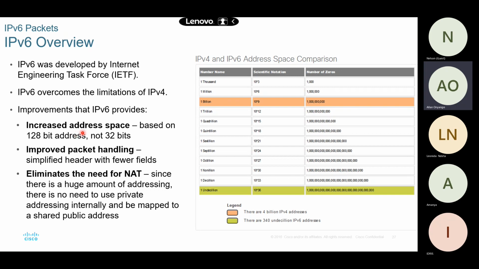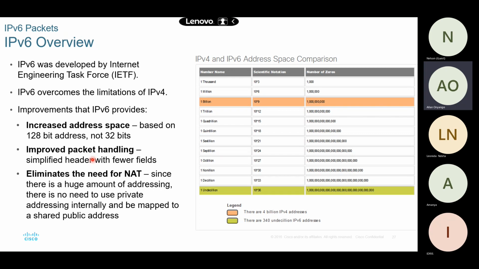In a short while, I'm going to show you what undecillion is. Then, of course, IPv6 has what is called improved packet handling, because IPv6, unlike IPv4, has very few fields. It has very, very few fields, and that gives it time to be able to do what? To handle the packets.